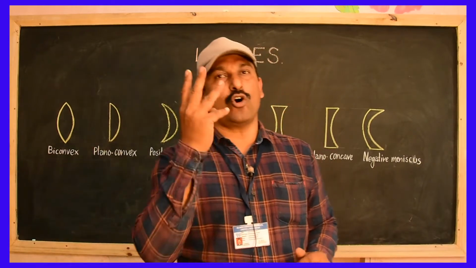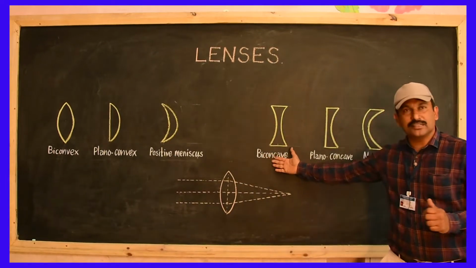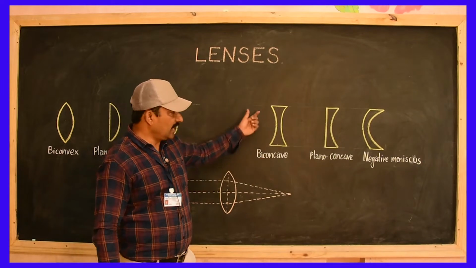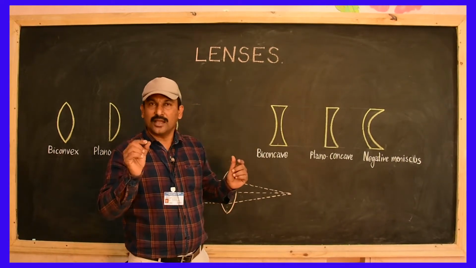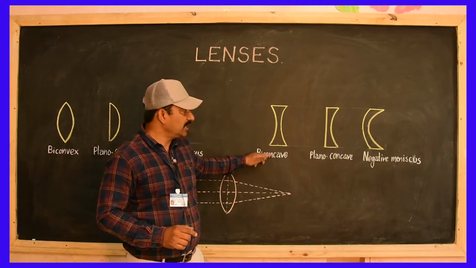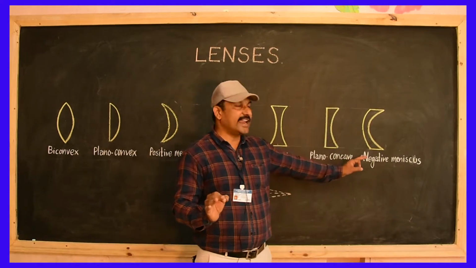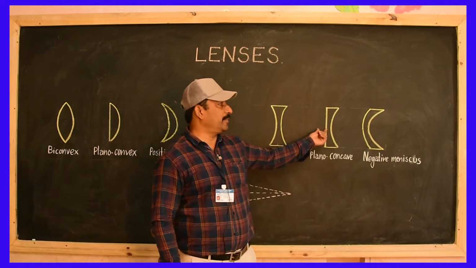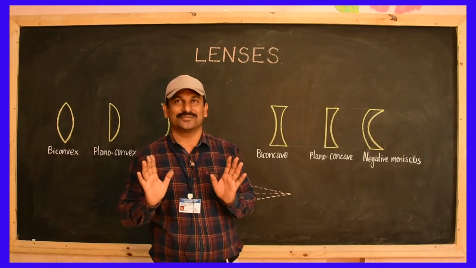Concave lenses are also of three types. The first type of concave lens is the biconcave lens. Here again we see the middle portion is thinner compared to its edges. Then we have plano concave and negative meniscus. In both these cases also we see the middle portion is thinner compared to their edges.